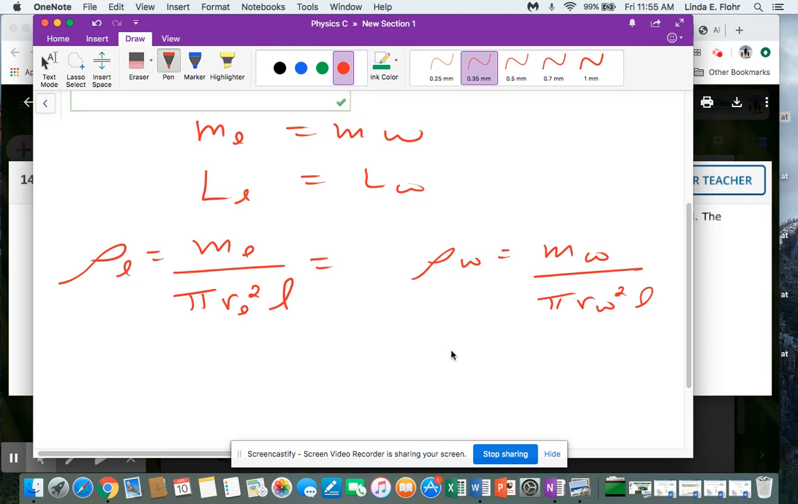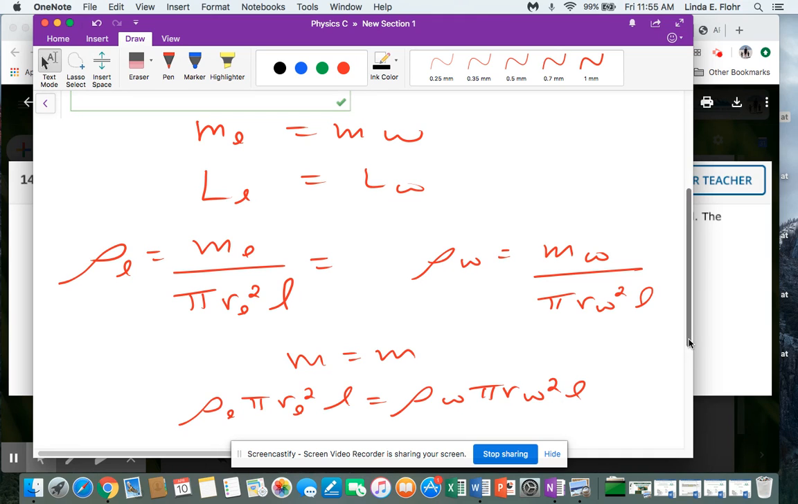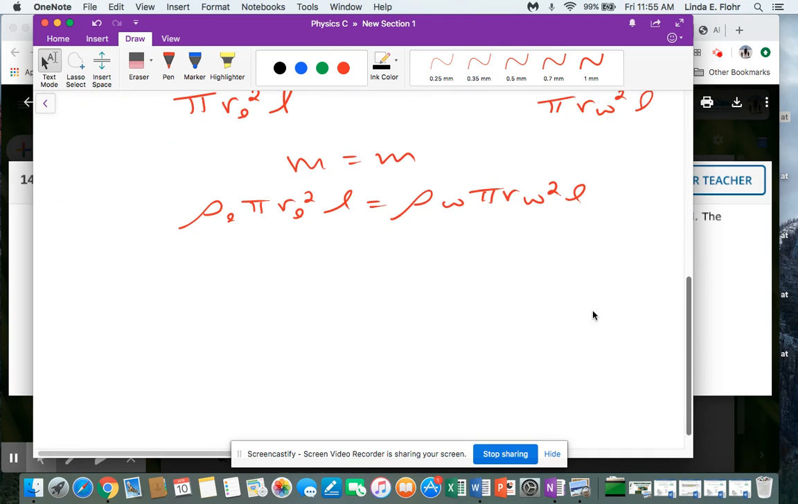Okay. So then I was trying to think, how would I prove this to somebody? We know the masses are the same. So what I'm going to do is solve both of these expressions for mass and then set them equal to each other. So I get the density of lead times pi, the radius of the lead cylinder squared times the length, equals the density of the wood, pi, the radius of the wood squared times the length. Now I'll do a tiny bit of algebra here. The pi's would cancel and the L's would cancel.